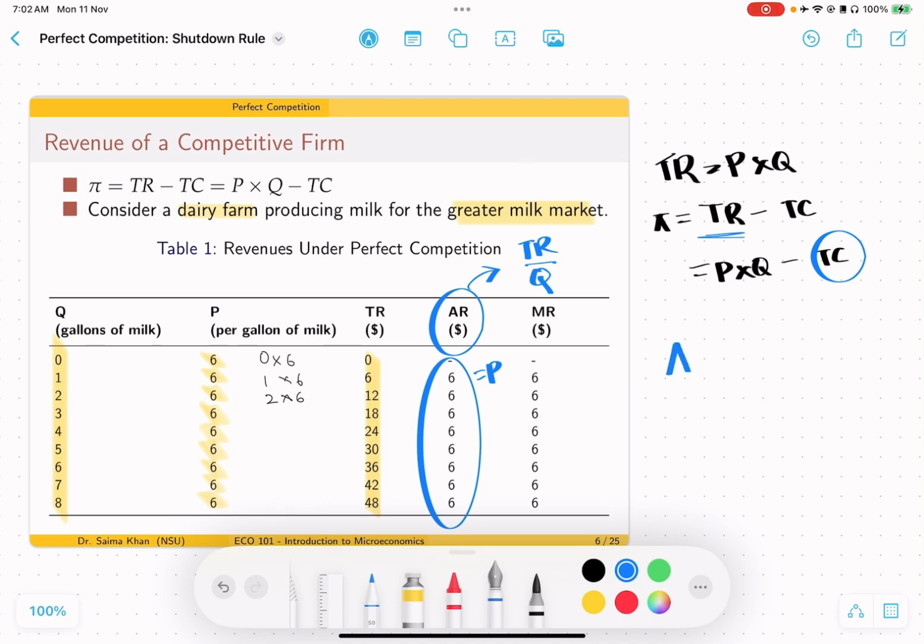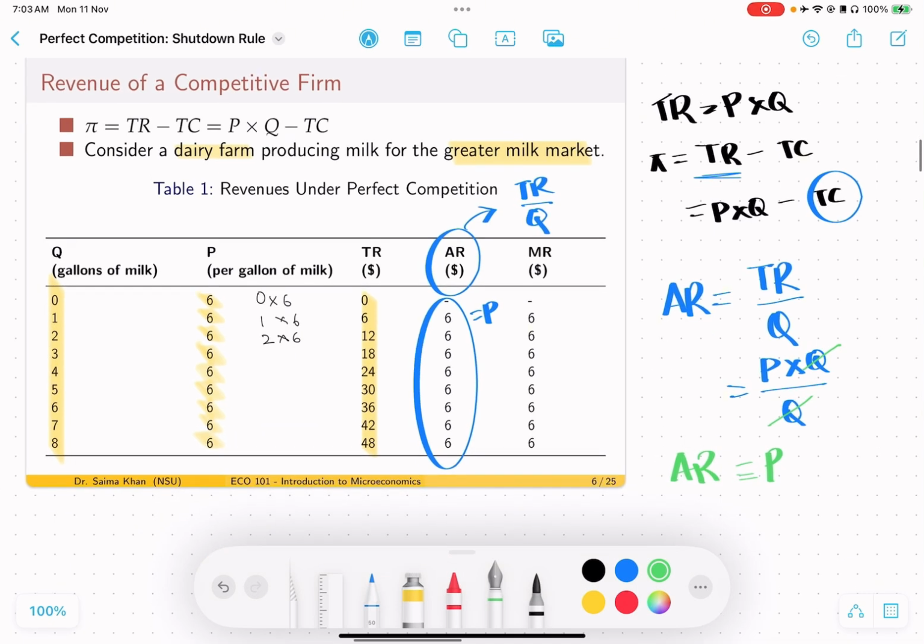Because look at this. Let me write out the formula for average revenue, which is TR by Q, right? Now, TR, the total revenue, is nothing but P times Q divided by Q. So, of course, the Q's get cancelled out, and then this is always true that your average revenue is nothing but the price. This will always hold because of the formula here.